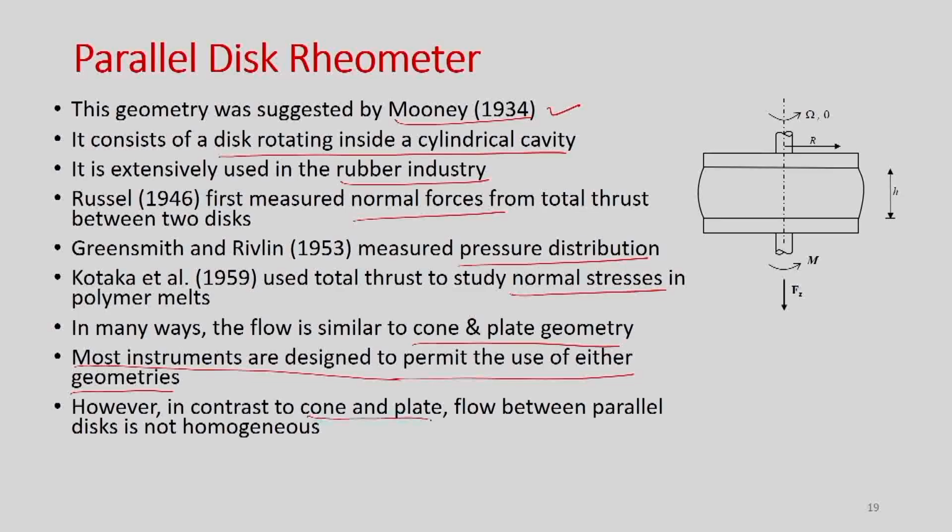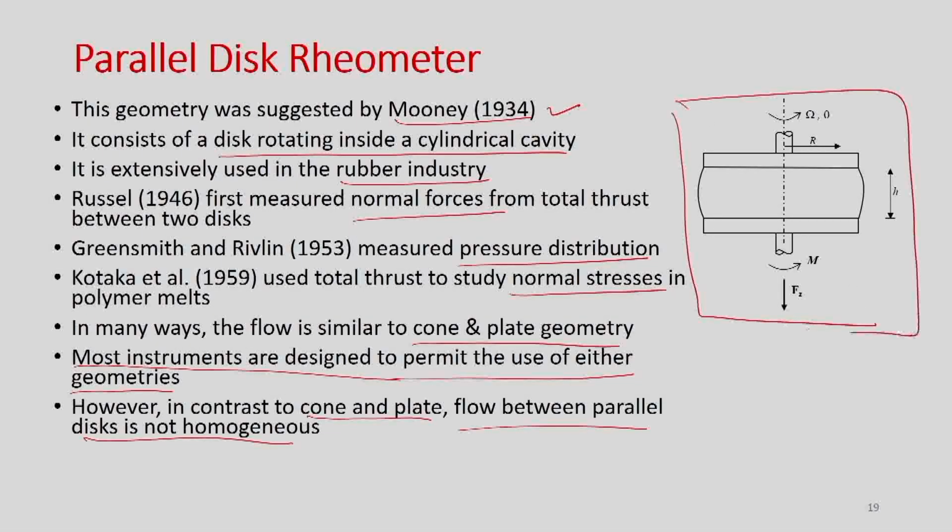However, in contrast to the cone and plate rheometer, flow between parallel discs is not homogeneous. So, in such a case, the schematic is shown here. Here we have a disc inside a cylindrical cavity, and this disc is rotating at angular velocity omega. The radius of the disc is capital R, and this is your r direction and this is your z direction. It is rotating in the theta direction. The height of the confinement area is h.